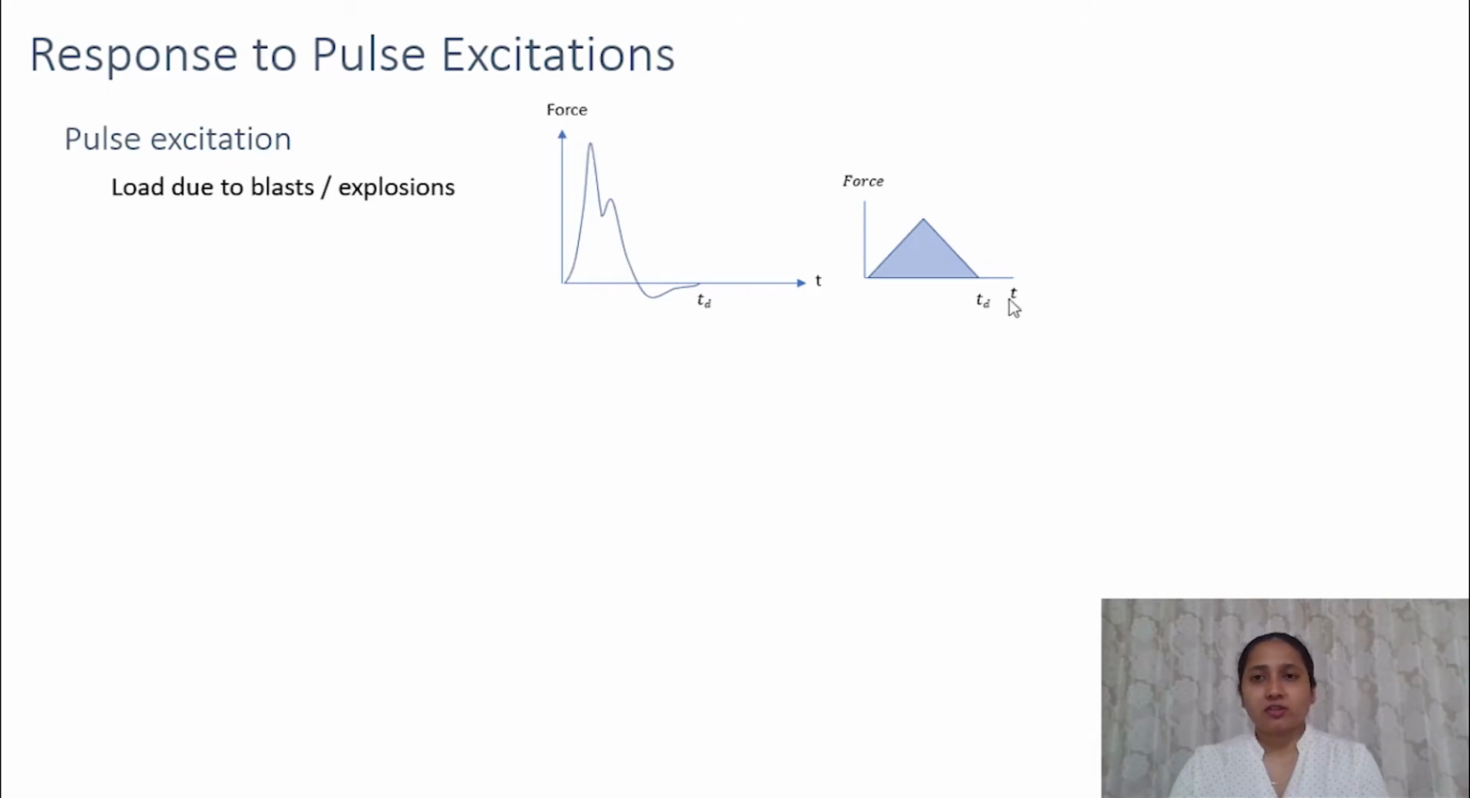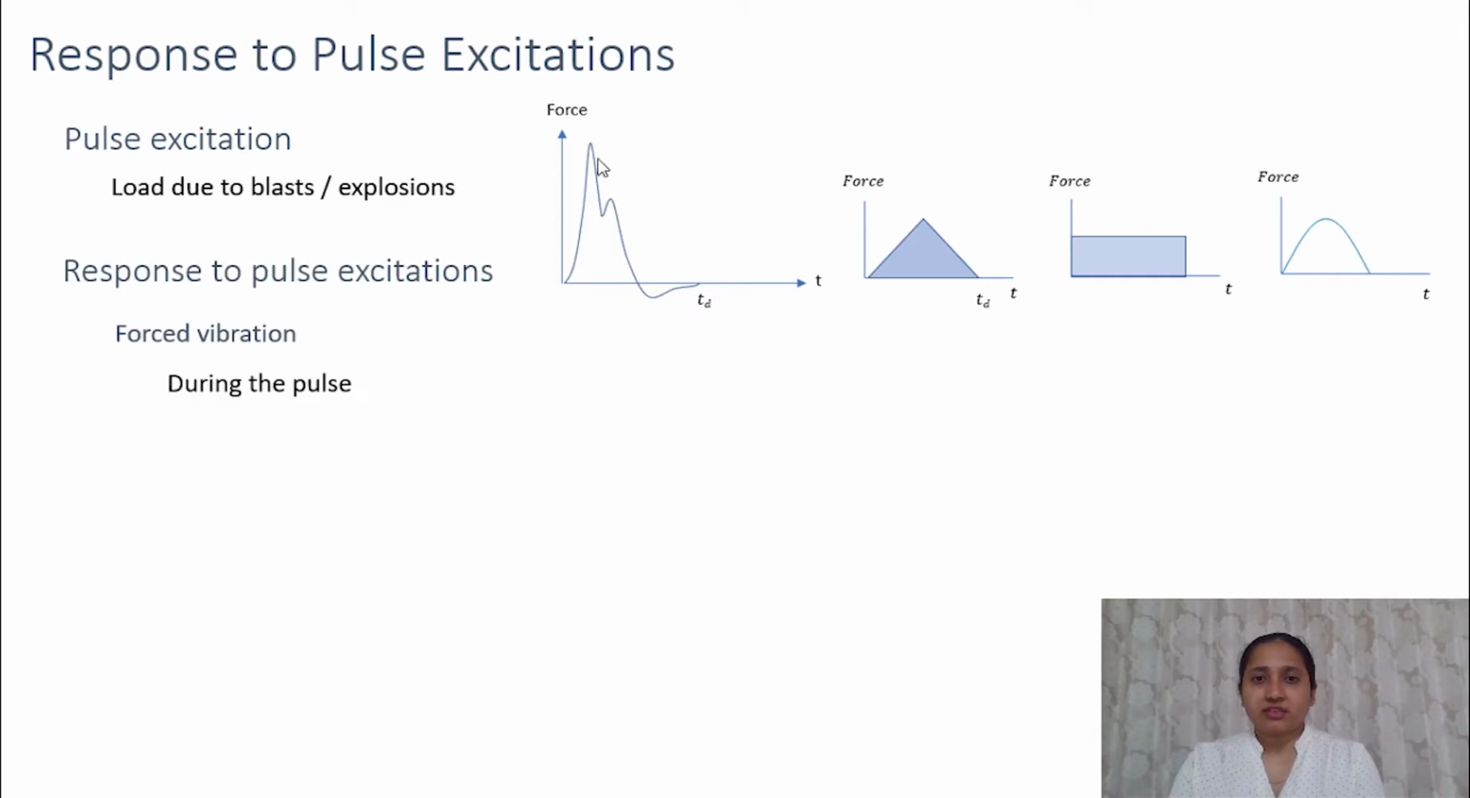This is another example of a pulse, a triangular shaped pulse. This is a rectangular pulse. In this case, the force will be constant, but again it acts for a short duration. This is another example, and this is a half-sine pulse. Now let's see how we evaluate the response of a system due to this type of pulse excitation.